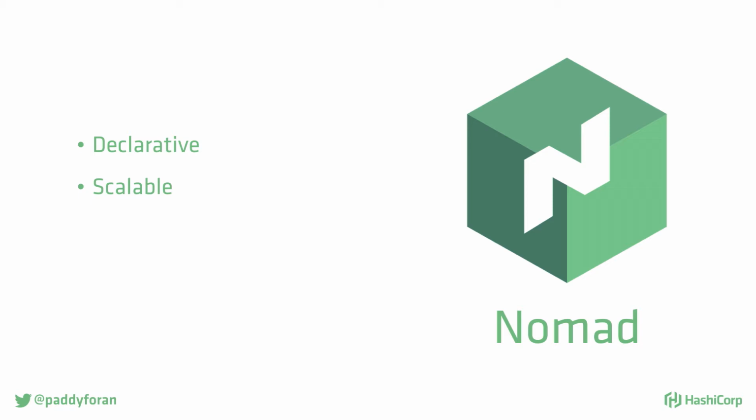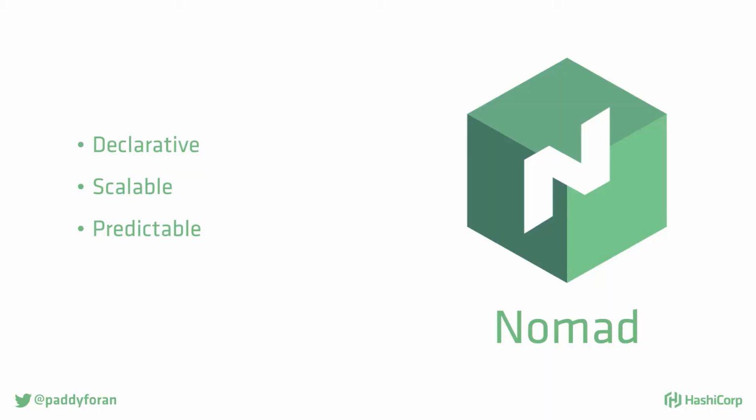Nomad is scalable. Over a year ago, we ran what we call the 1 million container challenge, and we scheduled 1 million Docker containers across 5,000 compute nodes in under 5 minutes. And since then, our performance has only improved. So Nomad isn't a toy. Nomad is something you can use in a large data center today in production. Nomad is also predictable. Like Terraform, it has a Nomad Plan command that tells you what it's going to do before it does it. So now you can make changes to your application at runtime with the same confidence you make changes to your infrastructure at build time.